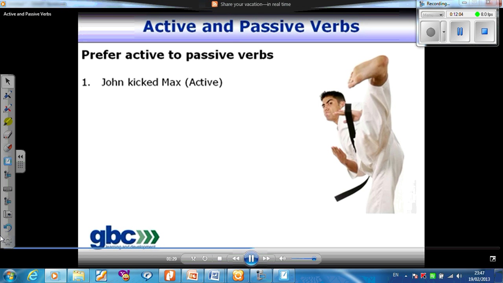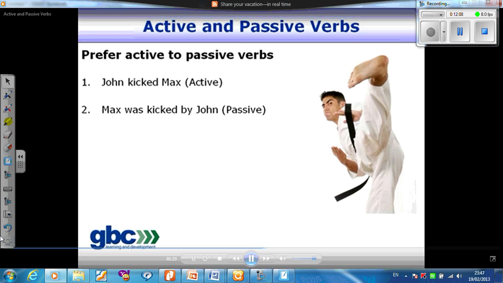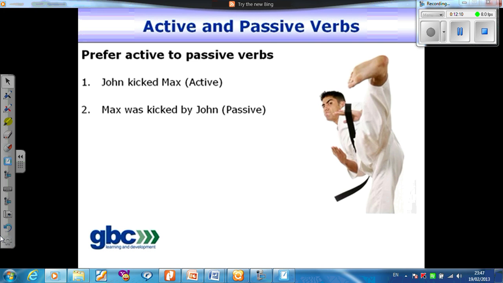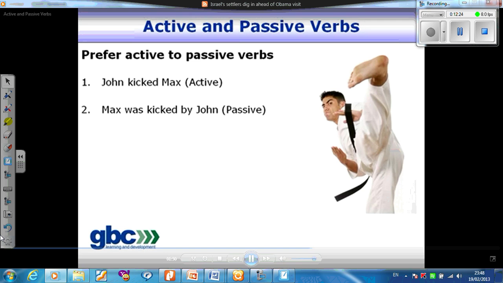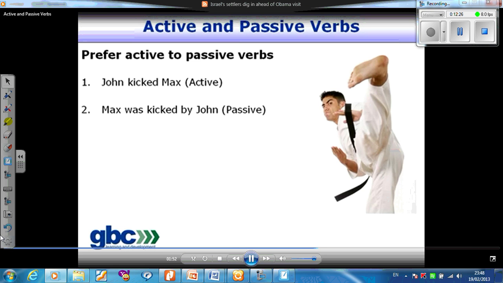To make it clearer, let's have a look at the opposite. Max was kicked by John. That's the passive version of the same sentence. And you can see that it's not as crisp, it's not as clear-cut, it needs more words, and in a funny kind of way sounds slightly more old-fashioned. In business writing, we want to try and keep the emphasis on the active rather than the passive.